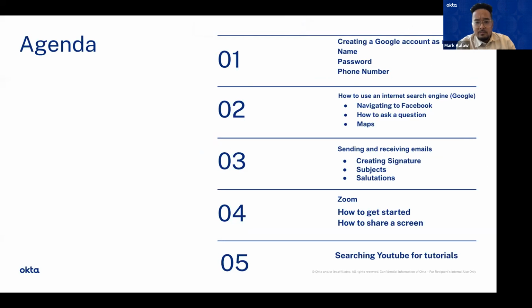We'll talk about creating a Google account. We'll also talk about searching and what to do, what not to do. Sending and receiving emails is big, right? So making sure we know how to send emails to our family and friends and what to do and what not to do there. Zoom has been a big part of our world. We're on Zoom today and how we connect to our family and friends through Zoom.